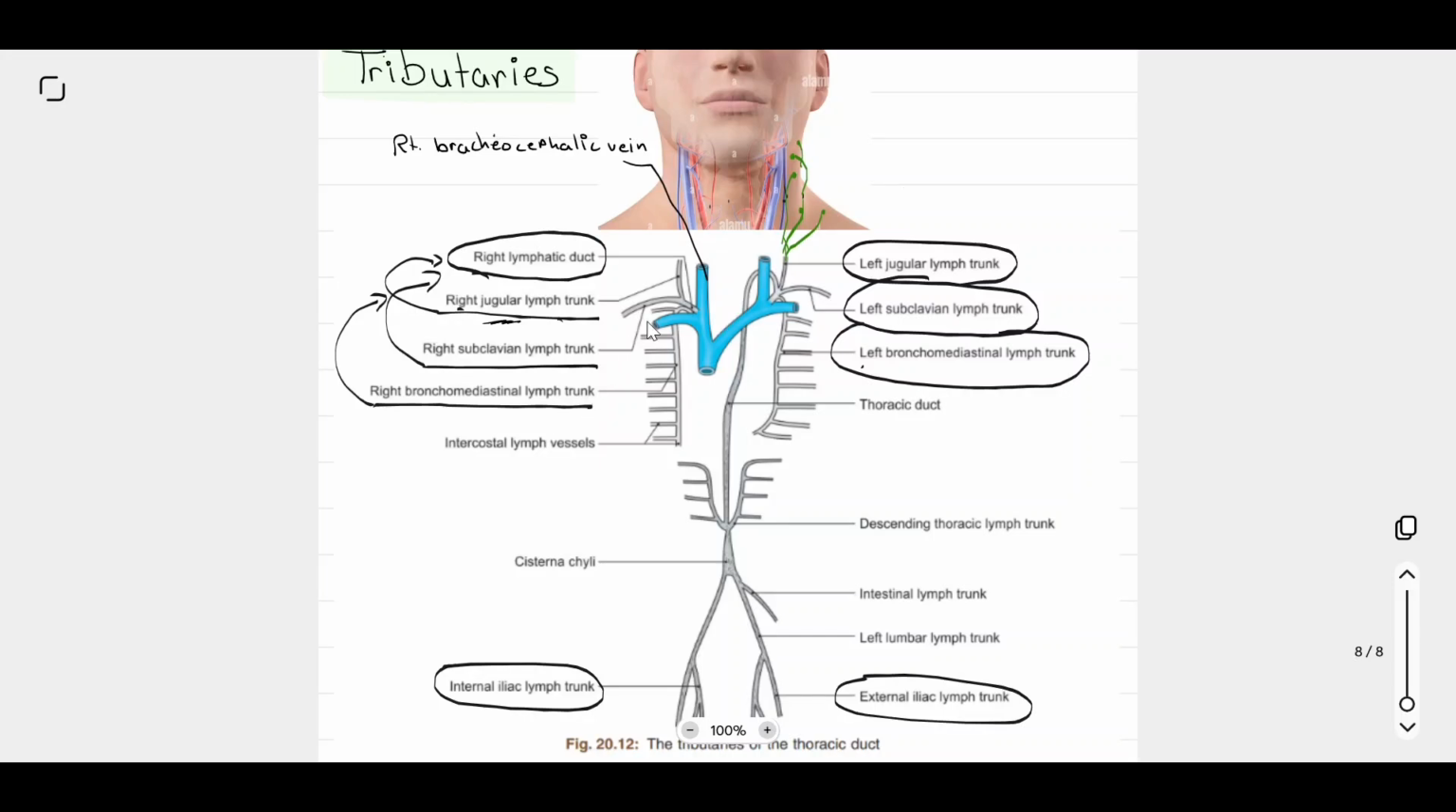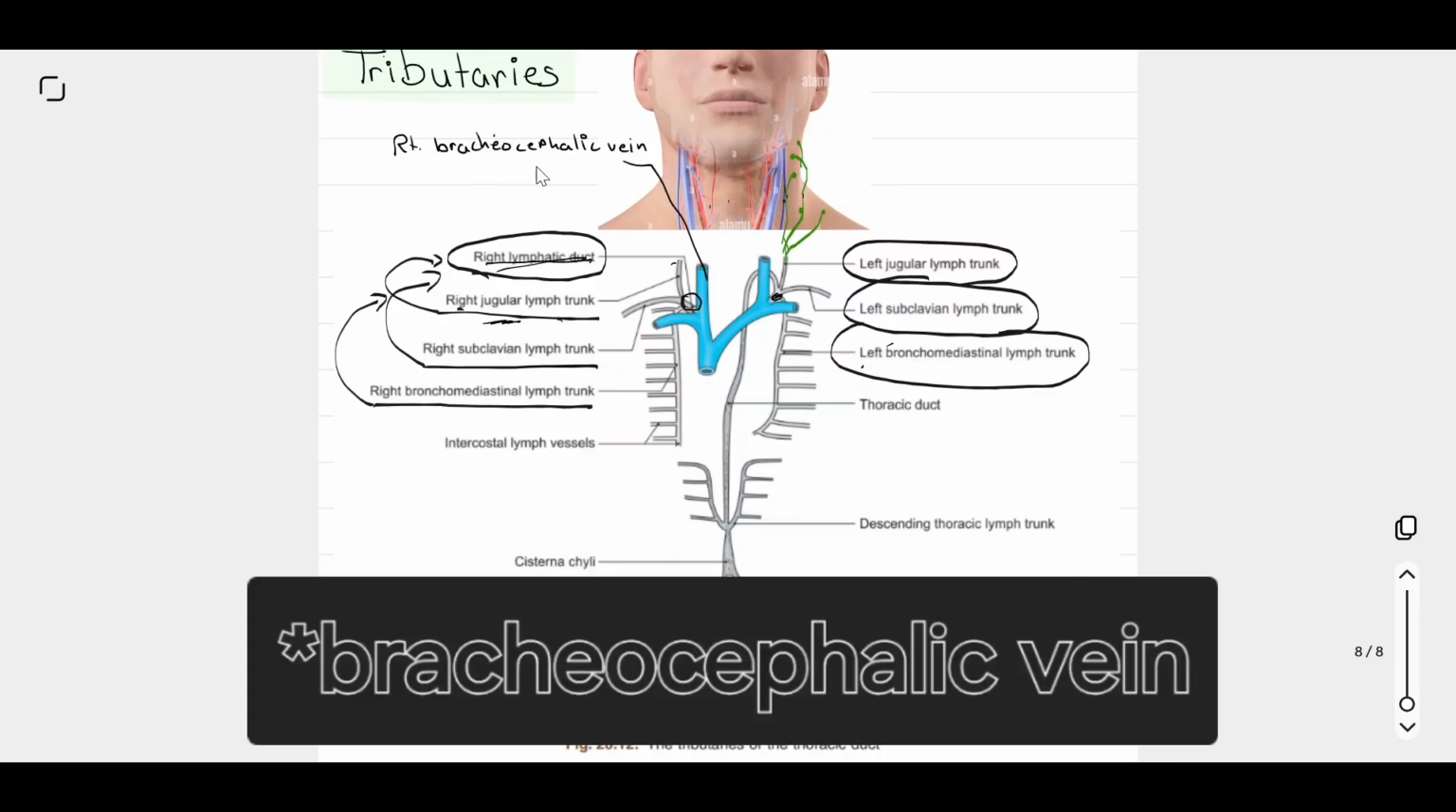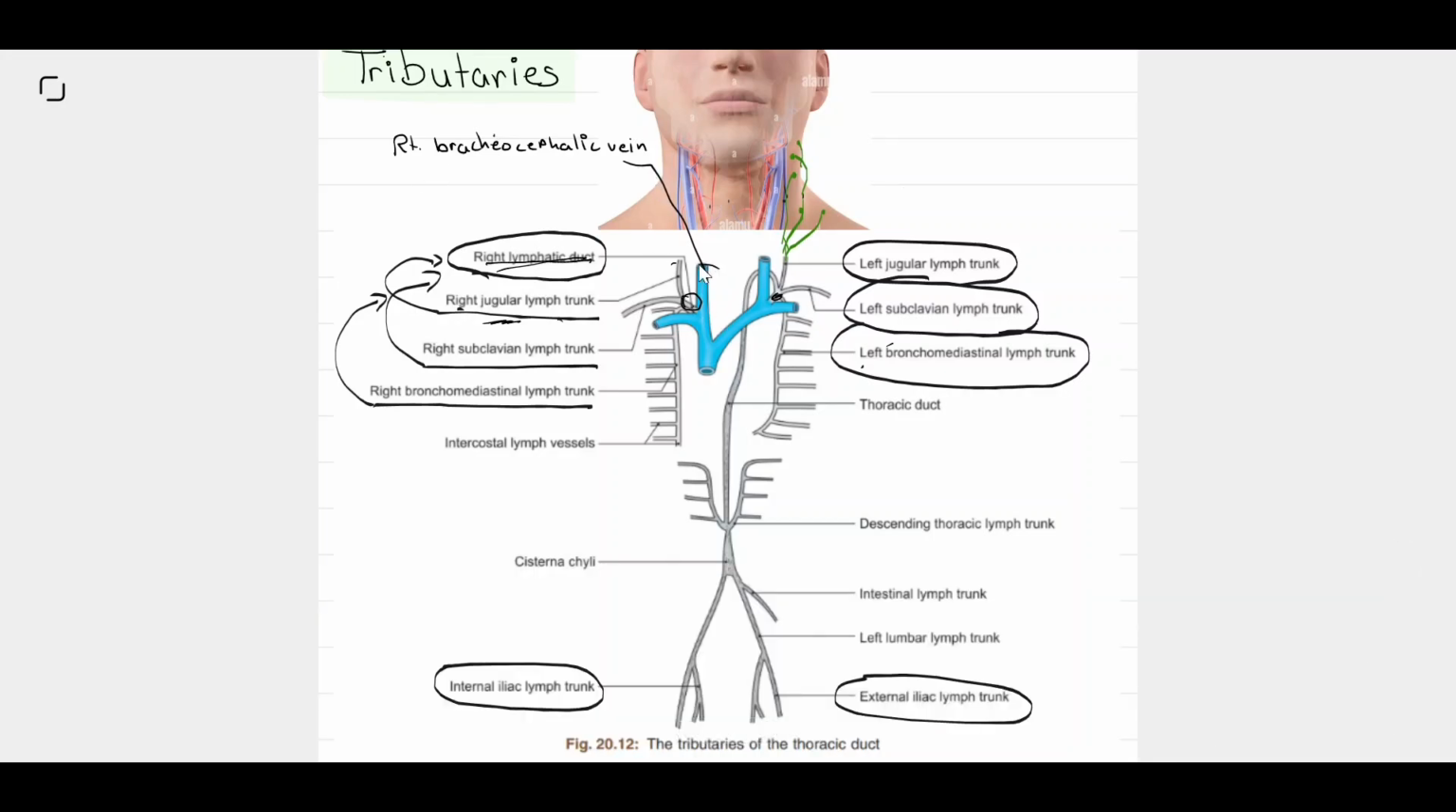from right thoracic lymph nodes. These all three trunks drain into a common duct, which is right lymphatic duct. Here we do not have the left lymphatic duct, because these three are directly draining into thoracic duct, but here they are not draining directly into thoracic duct. They are draining via right lymphatic duct. This is our right lymphatic duct, which drains into right brachiocephalic vein. This is our right brachiocephalic vein.